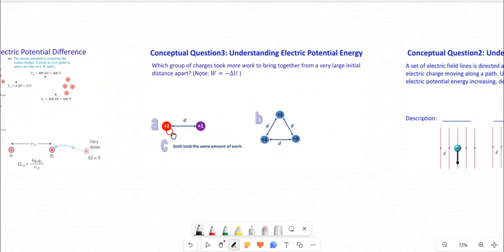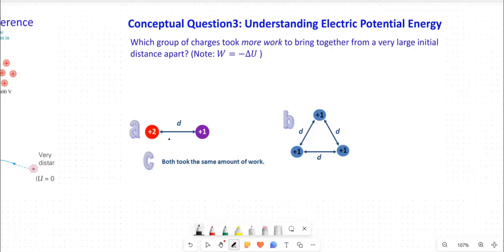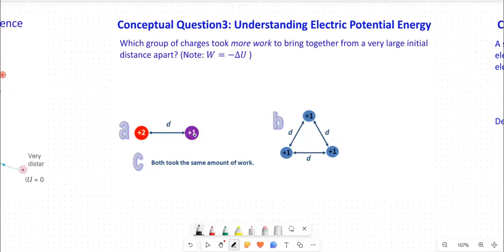So let's go ahead and try this out. Let's try working on a concept problem. So here you're going to be moving a group of charges together, from really far out, an infinite distance away where r is infinity, into where they're a distance d away from each other. And the question is, which one is going to make you do more work? A, B, or will they be the same?